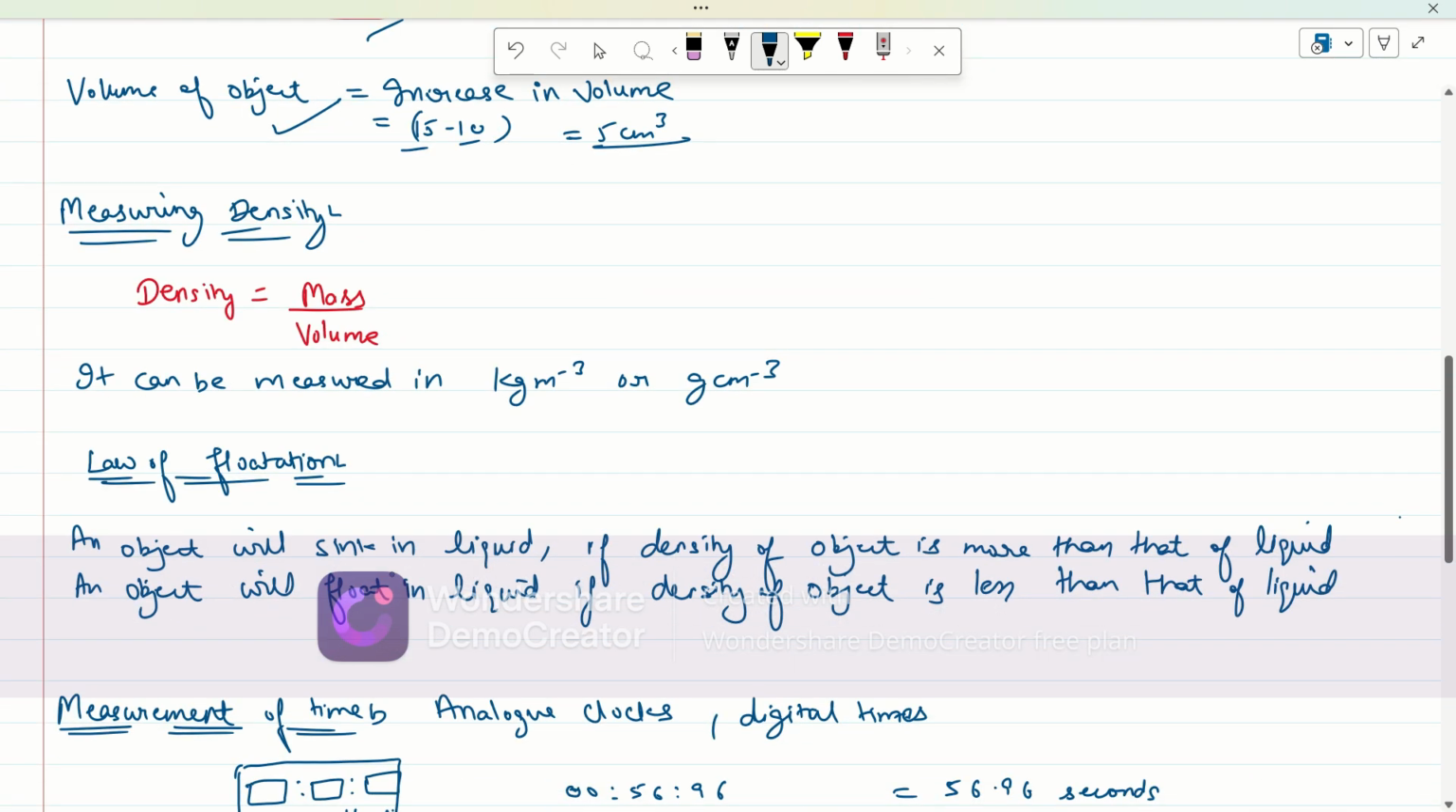How can we measure density? Density is given as mass per unit volume, or we can say density gives a measure of how concentrated our mass is in an object. It can be measured in kg per meter cube or gram per centimeter cube. Now the law of flotation states that an object will sink in a liquid if the density of the object is more than that of the liquid, and an object will float if its density is less than that of the liquid.